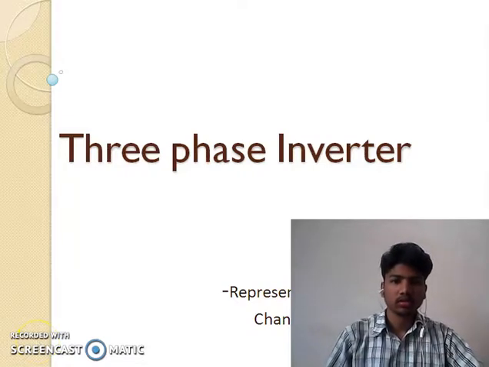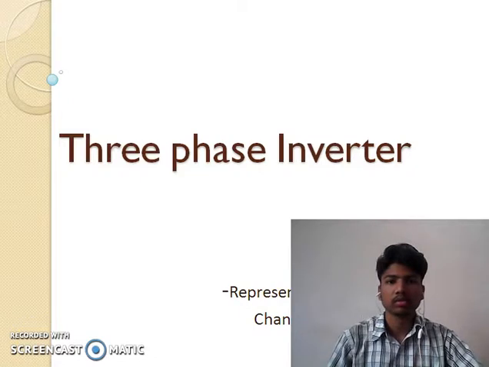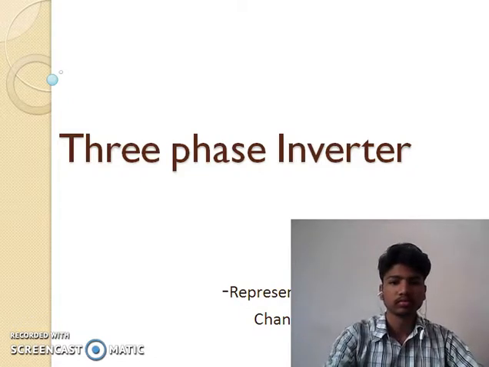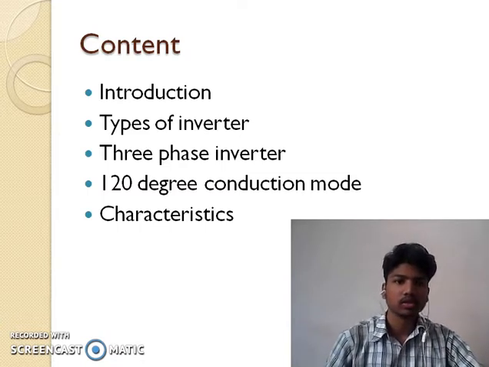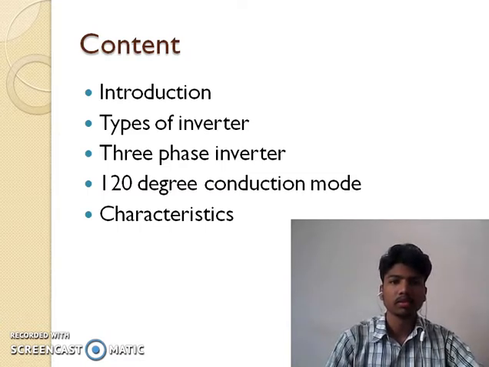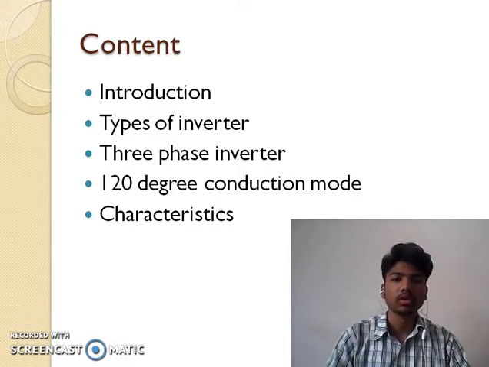Hello friends, today we are going to learn about the three-phase inverter. The content of this lecture is introduction to the inverter, types of inverter, three-phase inverter, 120-degree conduction mode, and characteristics of the inverter.